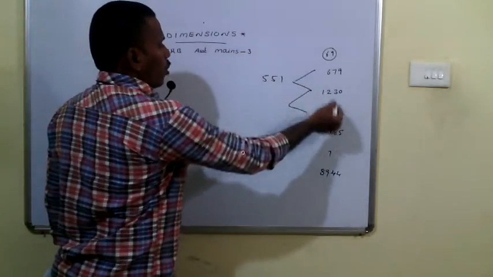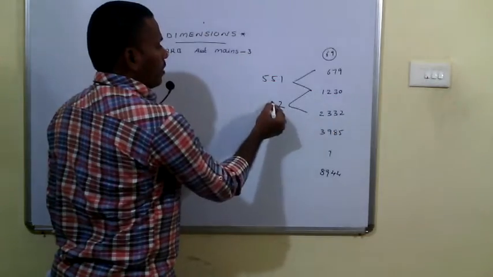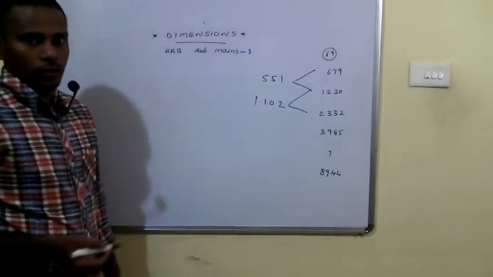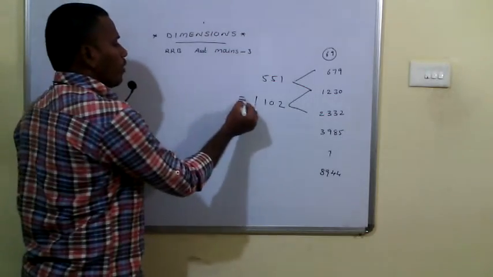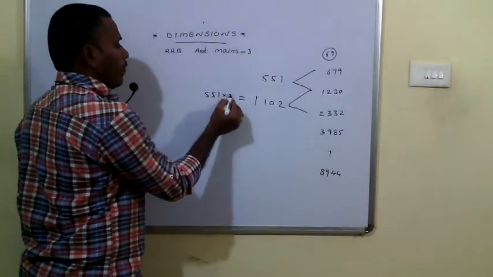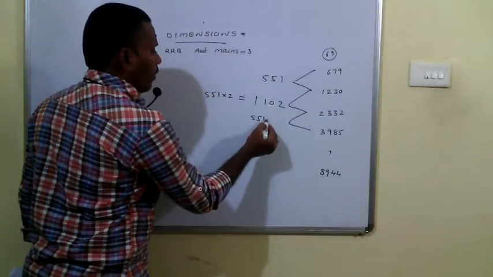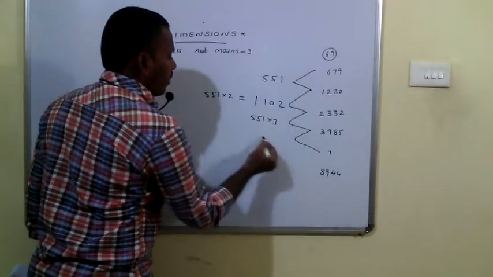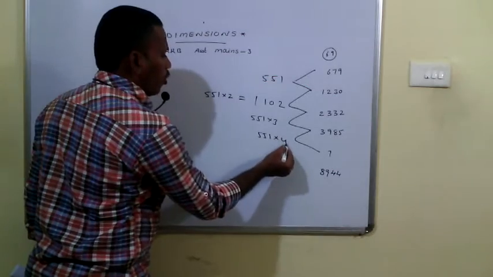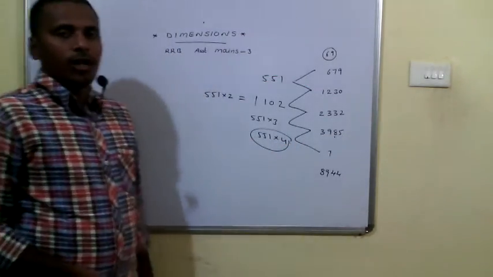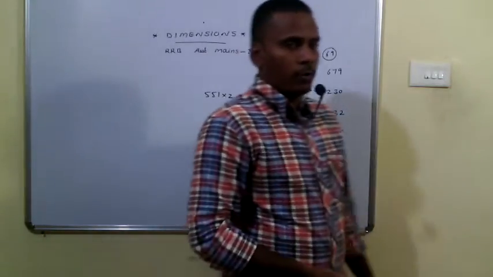What about the difference? 2 minus 0 is 2. 3 minus 3 is 0. 3 minus 2 is 1. 2 minus 1 is 1. 1102. So clearly this 1102 is nothing but 551 into 2. And if you check, this difference will be 551 into 3 and this difference must be 551 into 4. So calculate this, add this value for 3985 to get the missing term of the 69th problem.